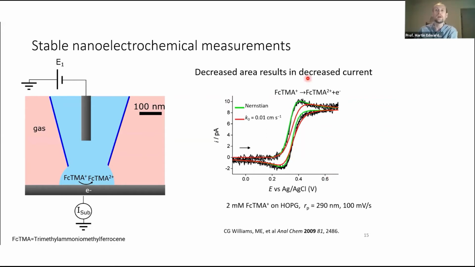There are some theory curves in here, and I shan't go into that today, but to interpret the measurements and to understand what's going on, we use typical electrochemical models, and in this case, the green curve fits better than the red curve.